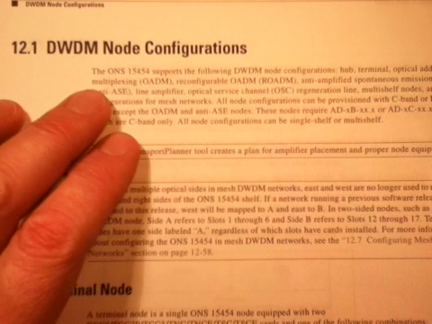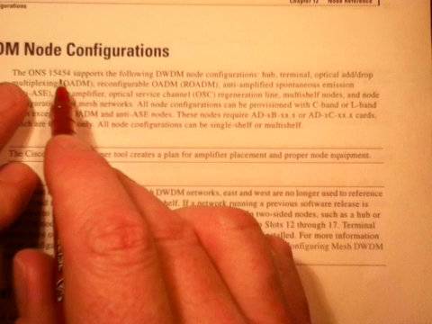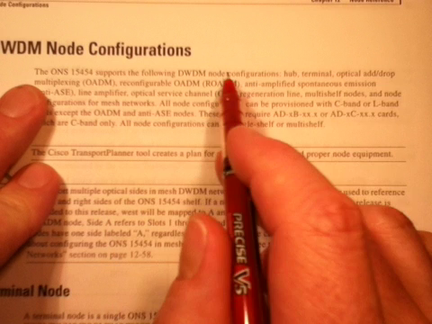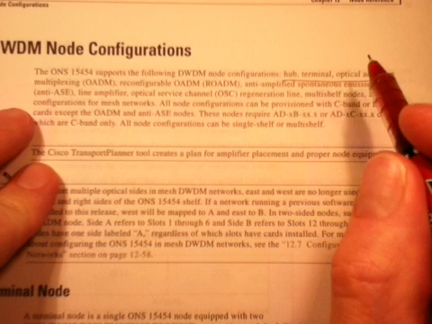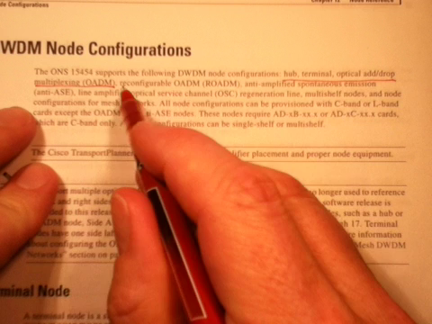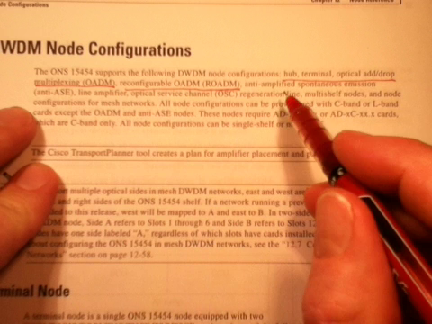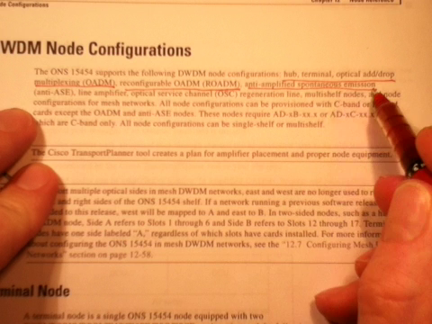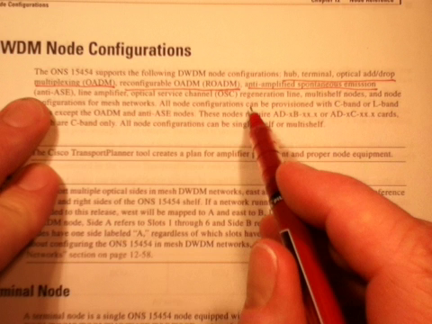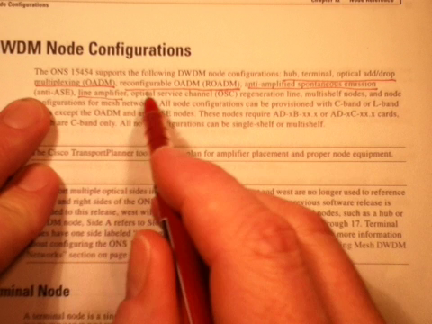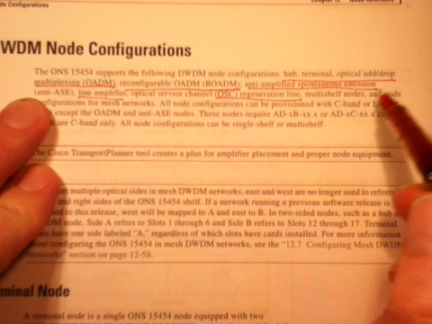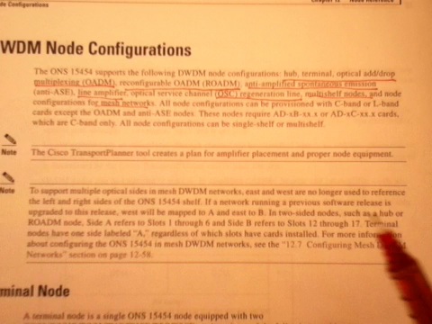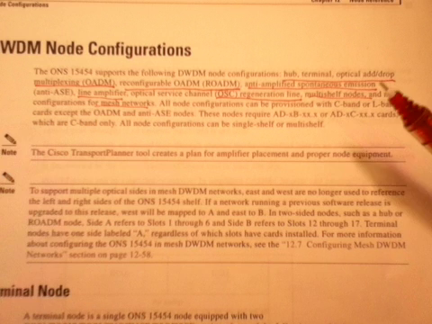So basically the big picture is that the ONS 15454 supports the following node configurations: hub, terminal, optical add drop multiplexing (OADM), reconfigurable OADM (ROADM), anti-amplified spontaneous emission (anti-ASE), line amplifier, optical service channel regeneration line, multi-shelf nodes, and node configurations for mesh networks. So there's a whole bunch of different types of nodes possible.